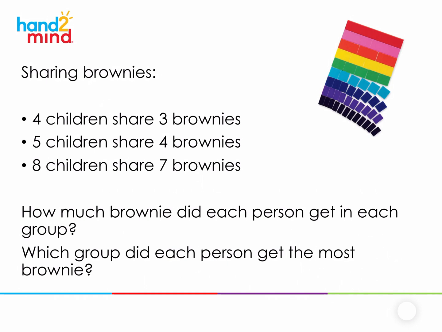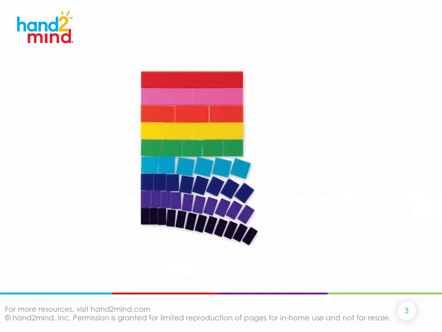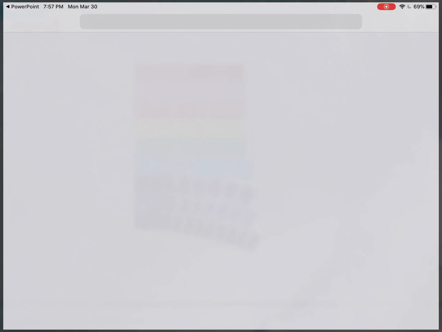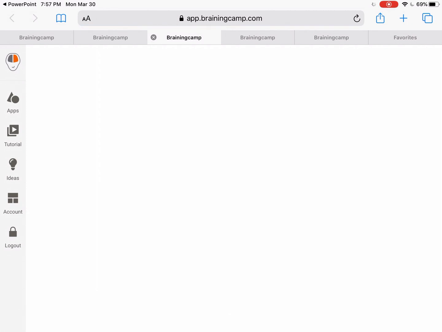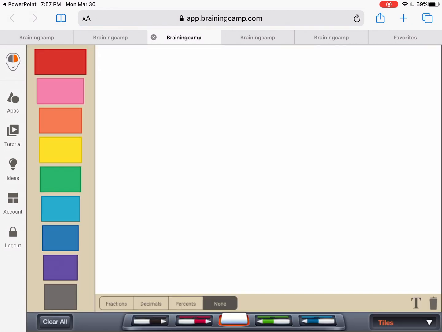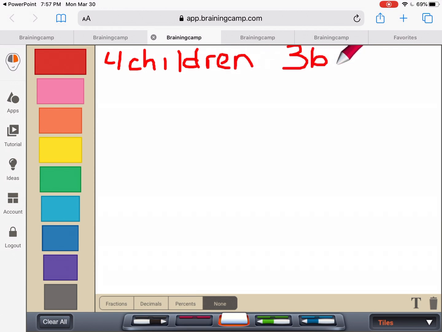And so what we're going to use today is our fraction tiles to help us with this, okay? So if you have fraction tiles, please feel free to use them. If you don't, you can follow along with us using the Braining Camp app. Or you could just follow along with us on here. Okay, so the situation was this. The first situation was 4 children and they got 3 brownies. That's all they got. They were not happy. They said I wasn't very fair. So let's find out how much of a brownie they got, okay? How much brownie they got.